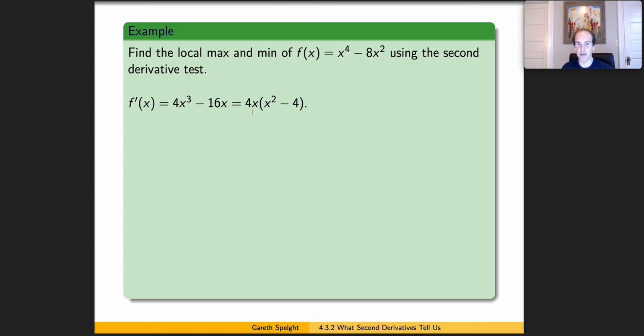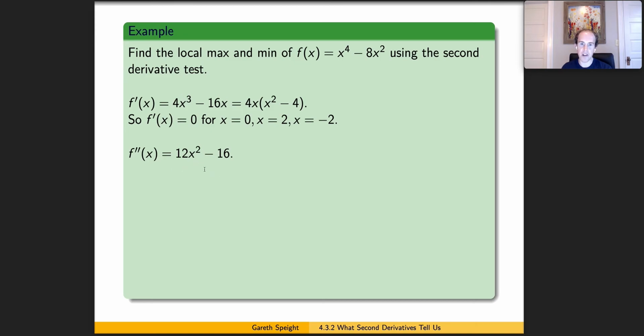So this is 0 either when 4x equals 0, or in other words, x equals 0, or when x squared minus 4 equals 0. So x squared equals 4, x is plus or minus 2. Okay, so our zeros are at 0, 2, and minus 2. So these are our critical points. And right now, we don't know if they're local max or local min or neither. So let's go on and use the second derivative test. If we work out the second derivative, going back to our formula for f prime, 4x cubed minus 16x, we get 12x squared minus 16 for the second derivative.